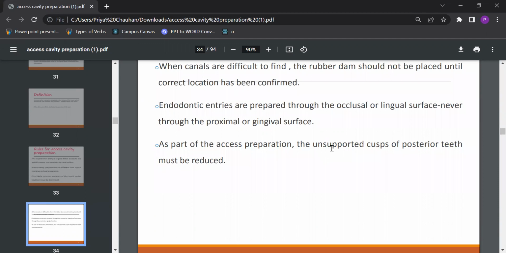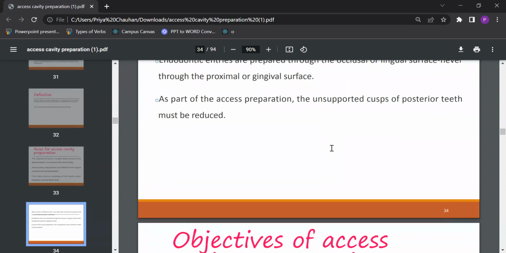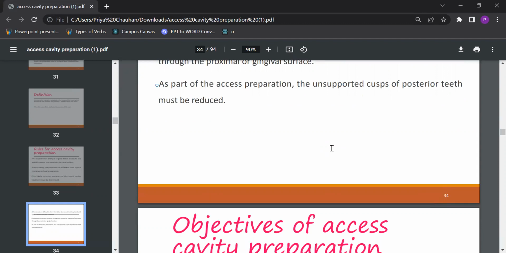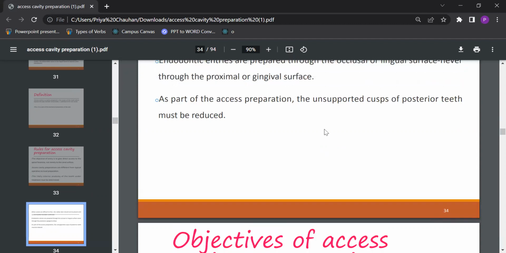Next one is endodontic entries are prepared on the occlusolingual surface, never on the proximal and gingival surfaces. ठीक है? As part of access preparation, the unsupported cusp of posterior teeth must be reduced. So this one also very important. जैसे हम शो करते हैं अनसपोर्टेड कस्प ऑफ द पोस्टीरियर टीथ है, तो उसको जरूर हमें रिड्यूस करना है.